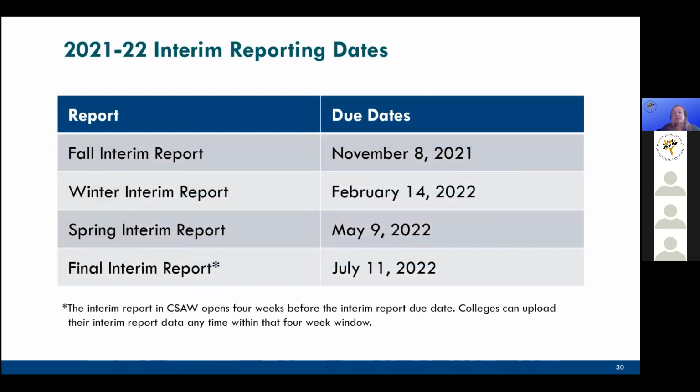Okay, everybody's favorite topic, interim reporting. The dates are set for the next year. And just to let you know, we do give 4 weeks prior to the due dates. It does open 4 weeks early. So you do have all that time to reconcile your students. And we tried to make sure the final interim report is not over the 4th of July weekend. So you have a little bit more time to celebrate for that as well.